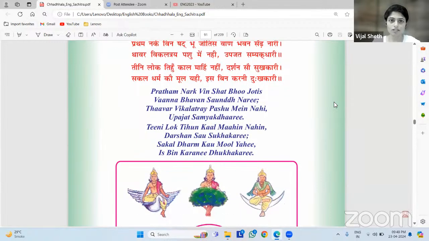So Pratham Narak bin Shatabhu Jyotish Van Bhavan Shindanari Sthaval Vikalatraya Pashu mein nahi Upujat Samyak Dhari. They don't take birth here. Now, teen lok tihu kal mahi nahi darshan so sukhkari. In all the three universes, across all the three times, there is nothing which will generate happiness as what? Samyak darshan. Any effort you do, anywhere you go, you attain Chakravarti Pad, you become Raja, you get anything, you will not get happiness until and unless you get Samyak darshan. So all your quest for happiness will come to an end only when you get Samyak Darshan.